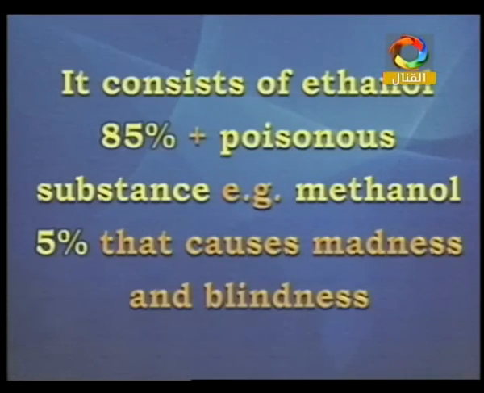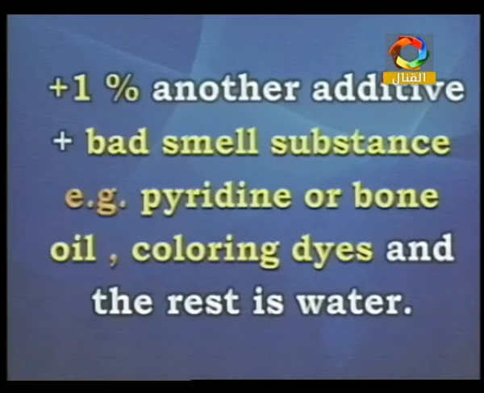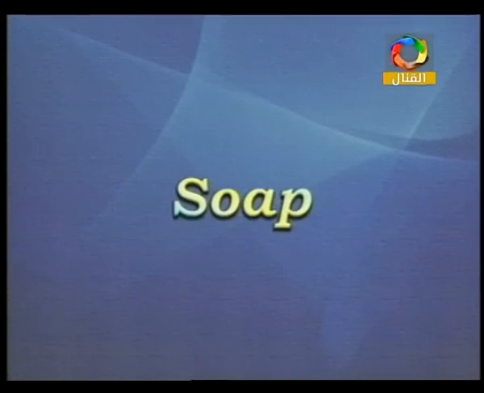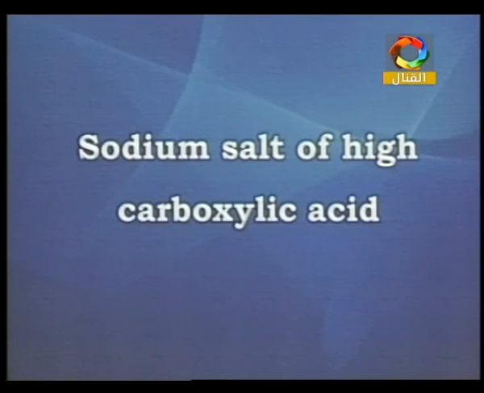Converted alcohol or red spirit. It consists of ethanol 85% plus poisonous substance, for example methanol, and 5% that causes madness and blindness, and 1% of another additive substance plus bad smell substance like pyridine or bone oil and coloring dyes, and the rest is water. Soap. It is the sodium salt of high carboxylic acid.